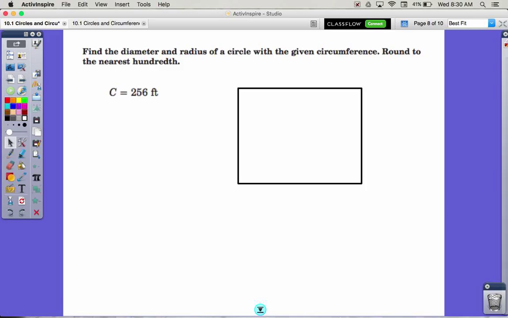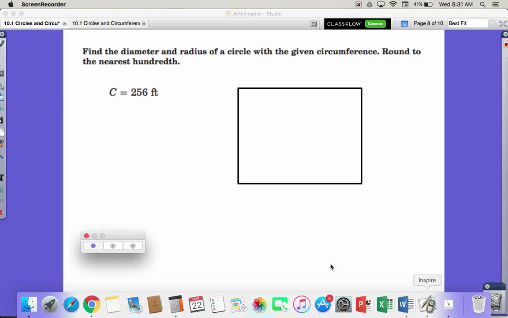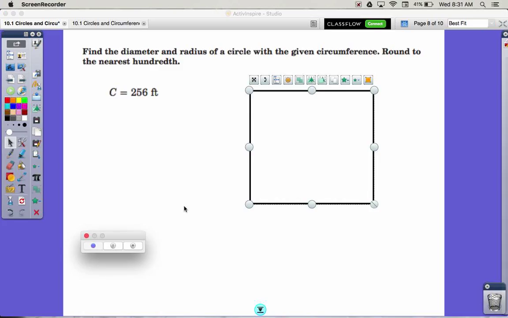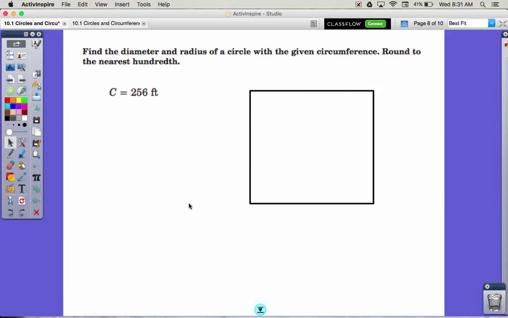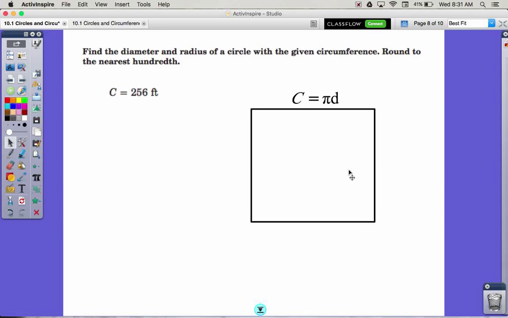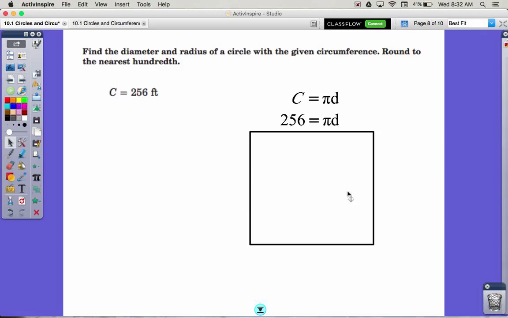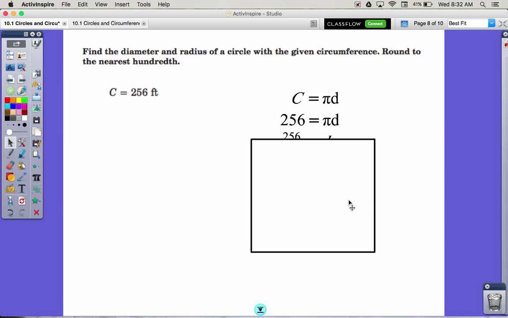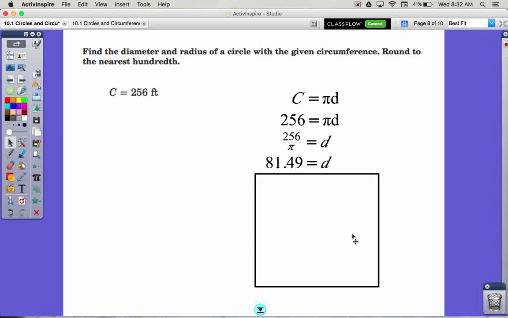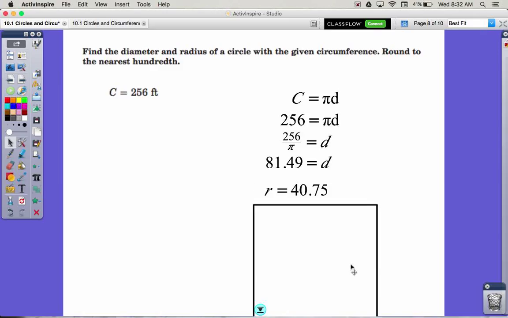So pause the video and try this one on your own. Alright, so on this one, you're asked to find the diameter and the radius of the circle given the circumference and round to the nearest hundredth. So again, we're going to work backwards. So circumference equals pi times the diameter, and 256 equals pi times the diameter. So I'm going to divide by pi and get 81.49 equals the diameter. So divide by 2, and I get that radius equals 40.75.